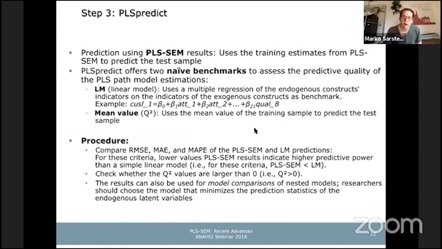And we now compare the RMSE and MAE values of the PLS model with the naive benchmarks, and we would expect to get lower prediction errors, lower RMSE and MAE values, for the PLS model compared to the naive benchmark, because at the end, you want your model, which has this nice structure that you came up with in your theory, to predict better than the most naive thing that you can think of.